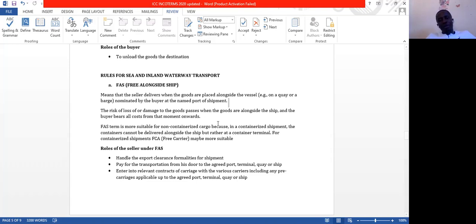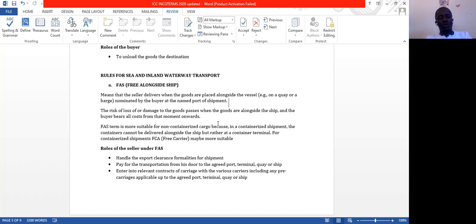This first term is more suitable for non-containerized cargo because in a containerized shipment, the container cannot be delivered alongside the ship, but rather at a container terminal. So for containerized shipments, use FCA, that is free carrier. So if you are shipping loose cargo, you can use the first. But if you are shipping containerized cargo, the best Incoterm to use is free carrier.